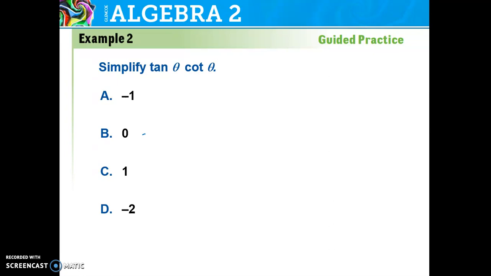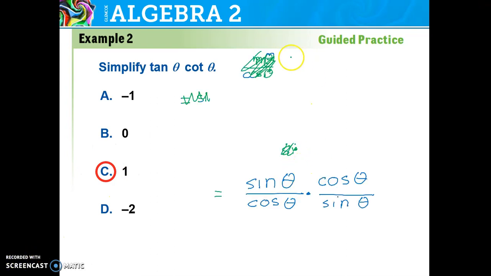All right, you guys, try this one. Tangent times cotangent. Okay, this is an interesting one because it actually should have simplified all the way down to 1. I'm going to show you the work. All right, ignore the scribbles. I was having some serious pen issues.